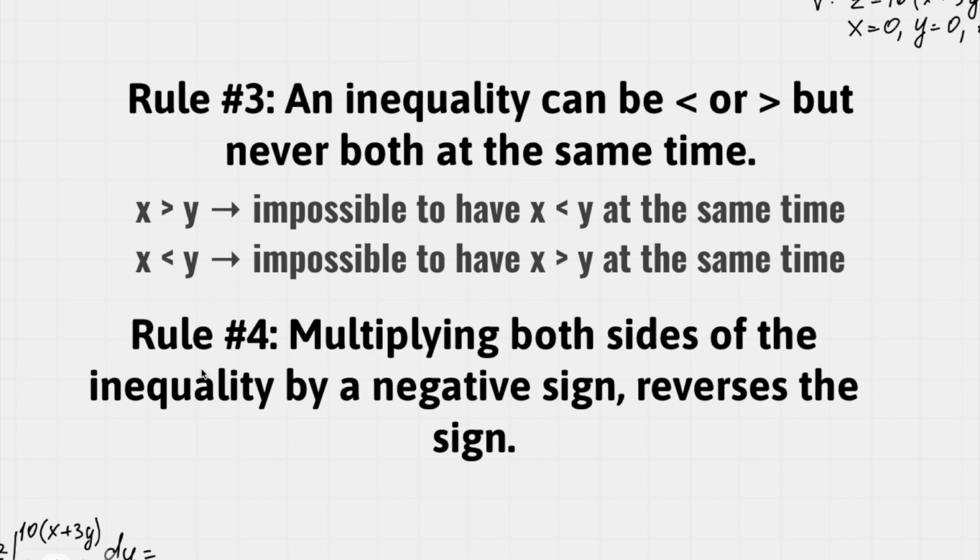Now rule number four is that when multiplying both sides of the inequality by a negative sign, it reverses the sign. We're gonna be seeing more of this rule later on. But basically, if we multiply the whole inequality by -1, you see here P is less than Q becomes negative Q is greater than negative P. So we reverse the sign.